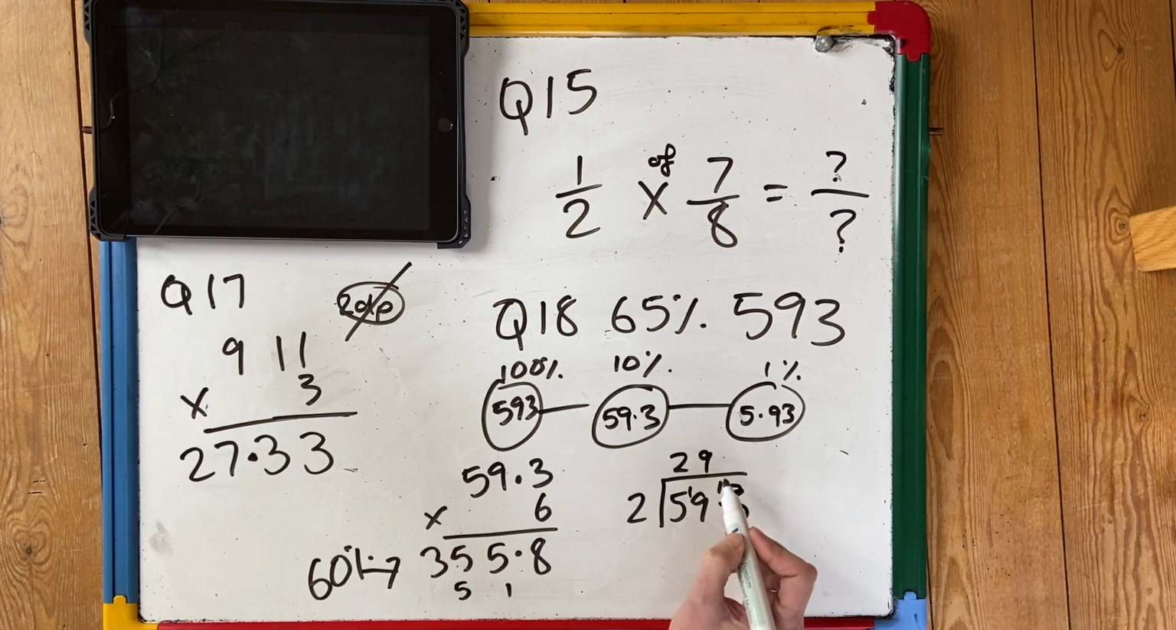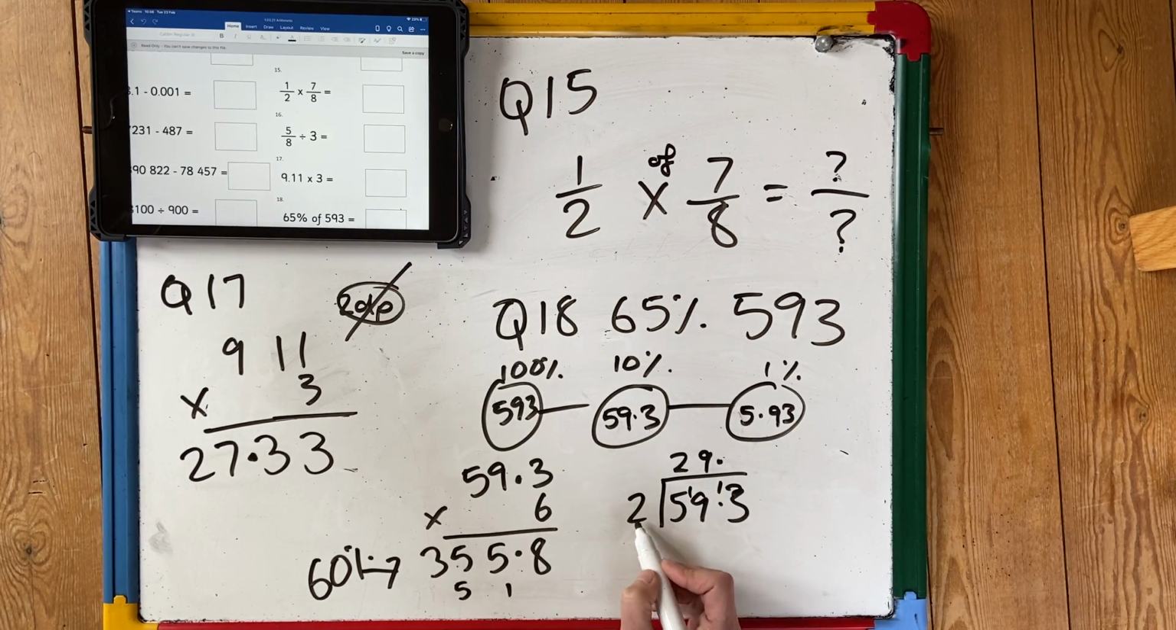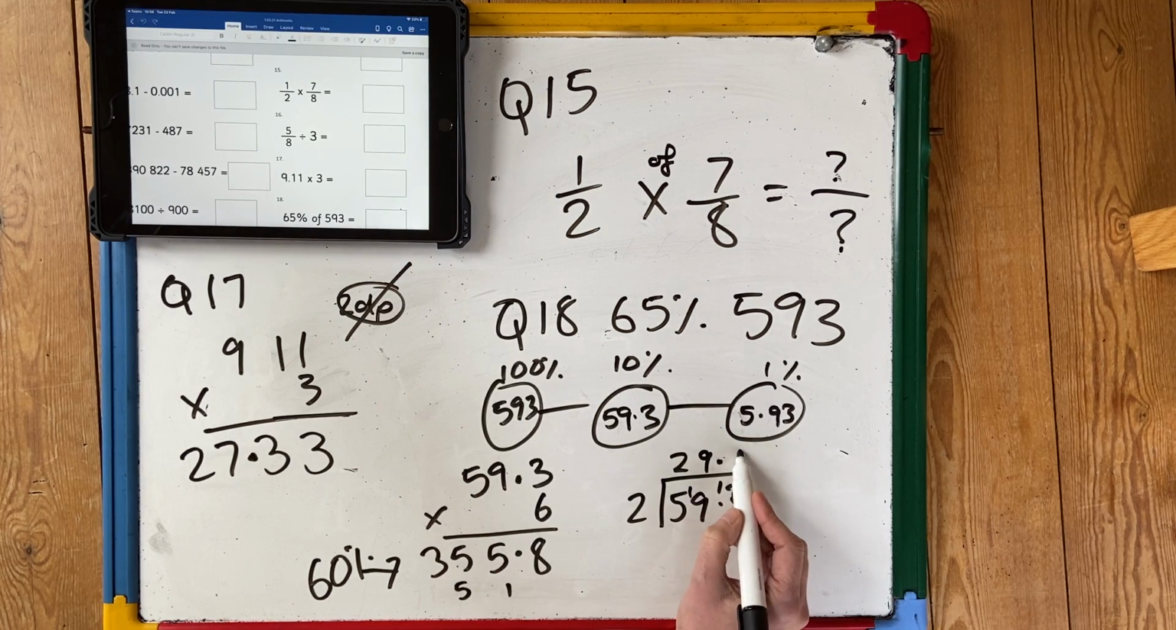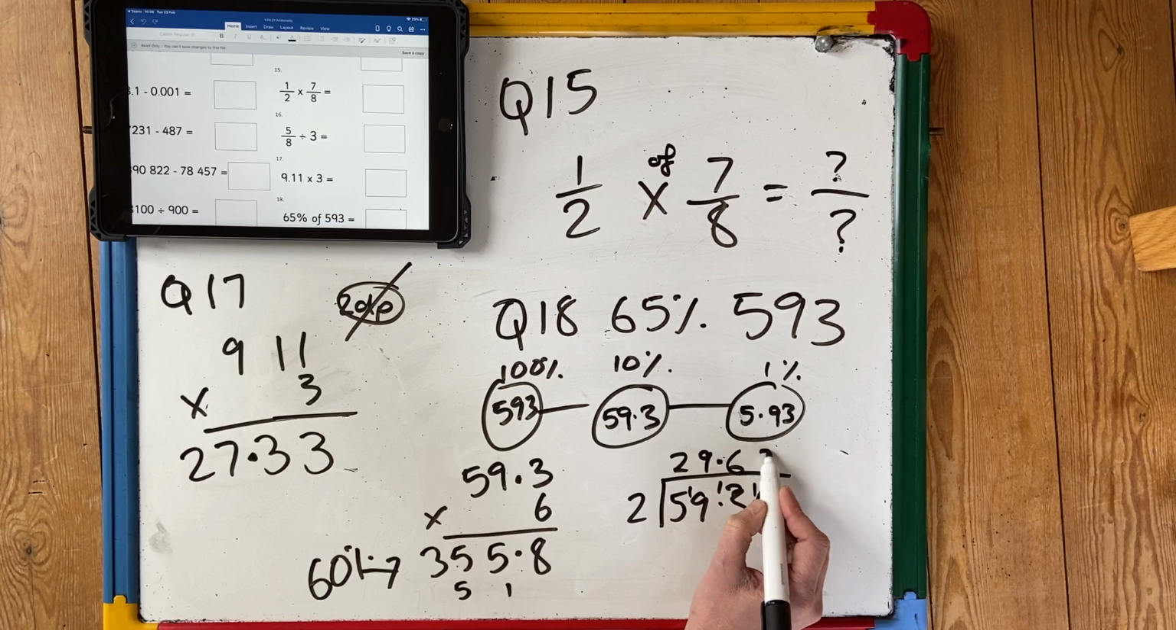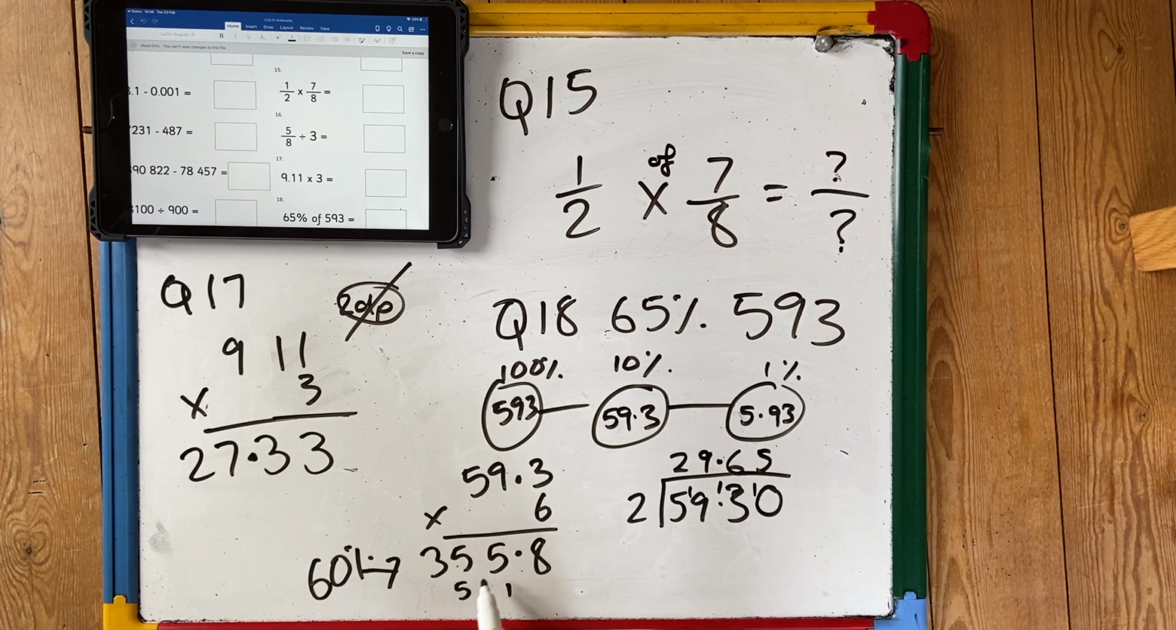How many 2's, oh, decimal point, remember. How many 2's are in 13? Well, I know that 6 2's are 12, remainder 1. So you need to put your 0 in, remainder 1. How many 2's are in 10? Is 5. So this here, 29.65, and 355.8 is 60%, and this is 5%.